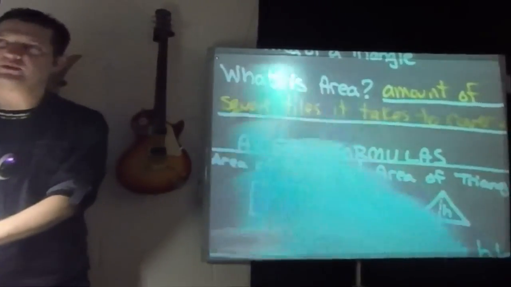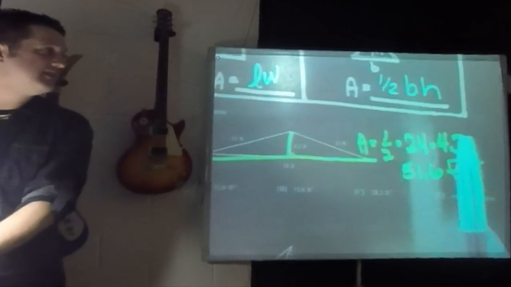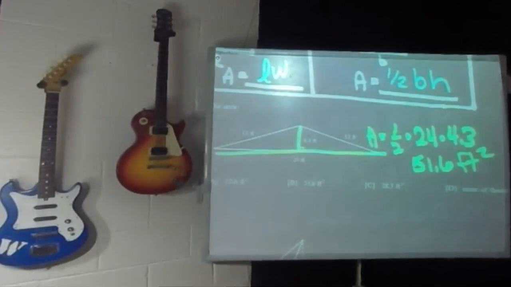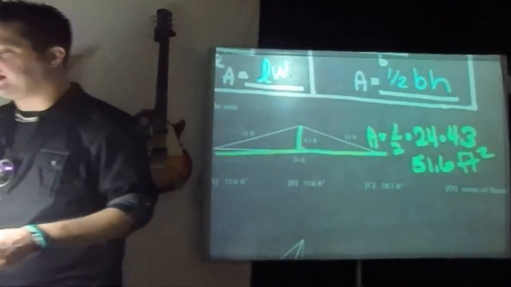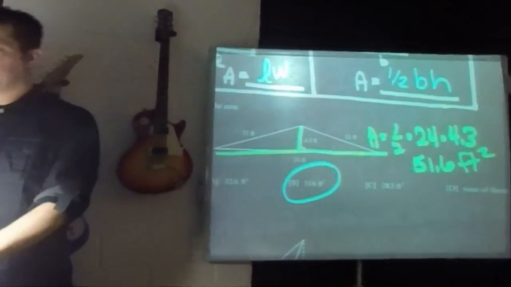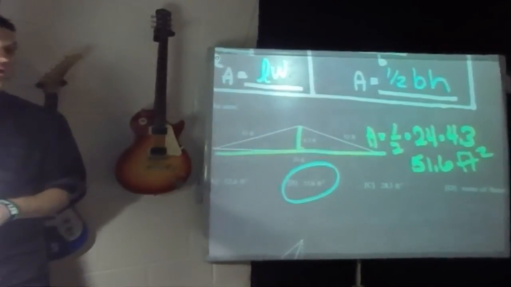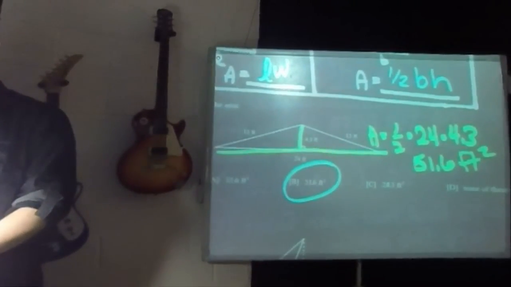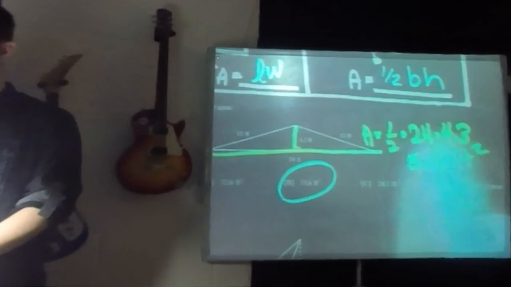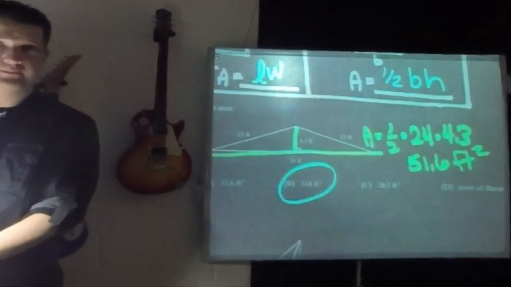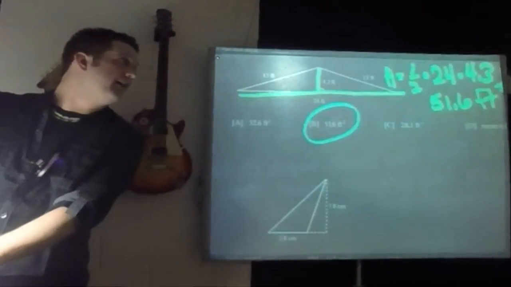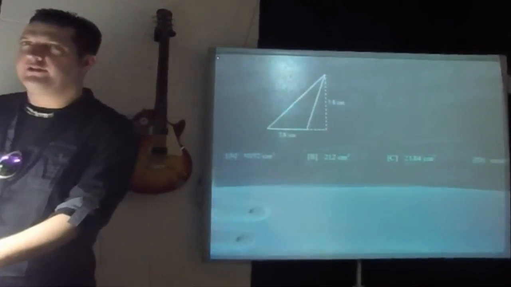What does area really mean? How many square tiles it takes? And in this case, we're talking about tiles that are this big. Square foot tiles. Sometimes you'll talk about square inches or square centimeters. Area equals 1/2 times 24 times 4.3.